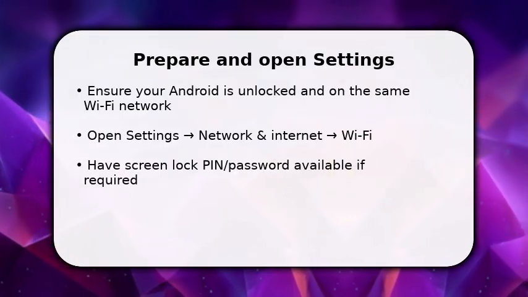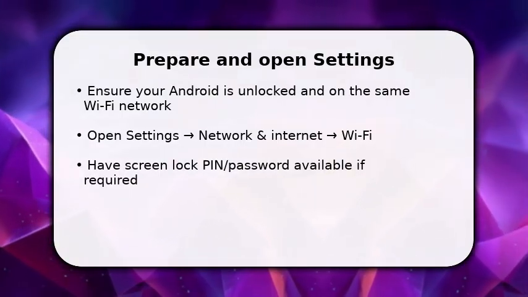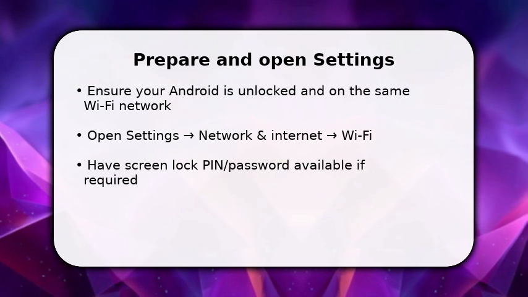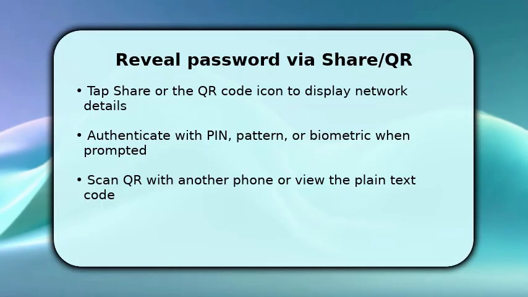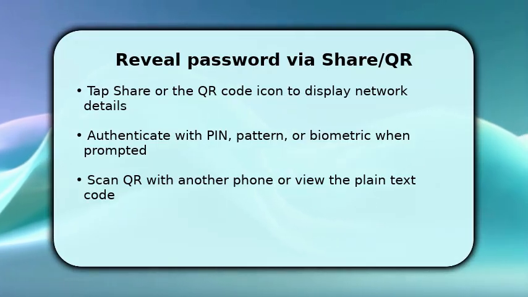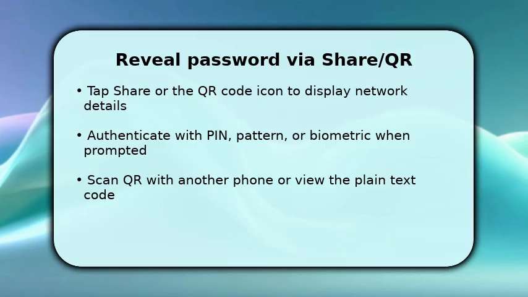From there, look for a QR code or share button. This is the first actionable path to reveal the password. Once the share or QR option appears, tap it and authenticate when the system asks. You must prove you have device access.